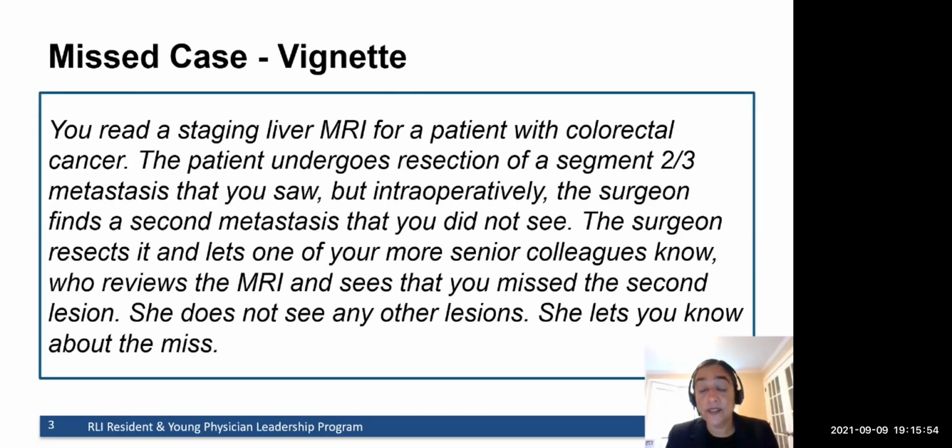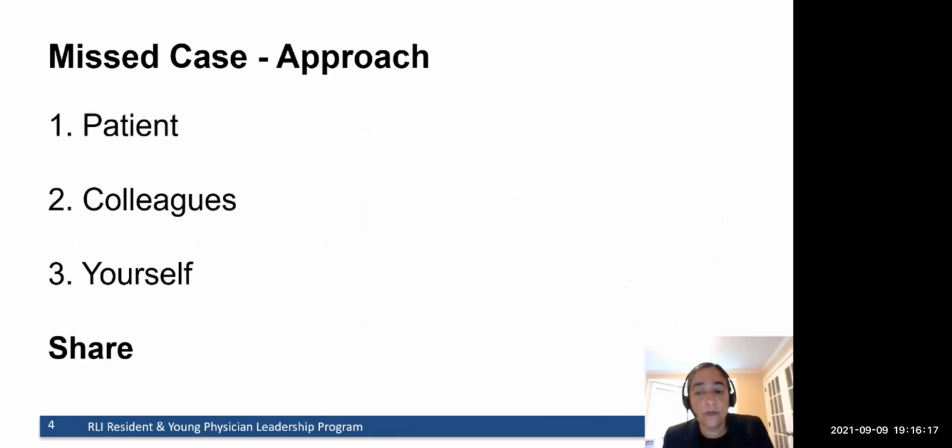So you read a staging liver MRI for a patient with colorectal cancer. The patient undergoes resection of a segment 2-3 metastasis that you saw, but intraoperatively, the surgeon finds a second metastasis that you did not see. The surgeon resects it and lets one of your more senior colleagues know, who reviews the MRI and sees that you missed the second lesion. She does not see any other lesions. She lets you know about the miss.